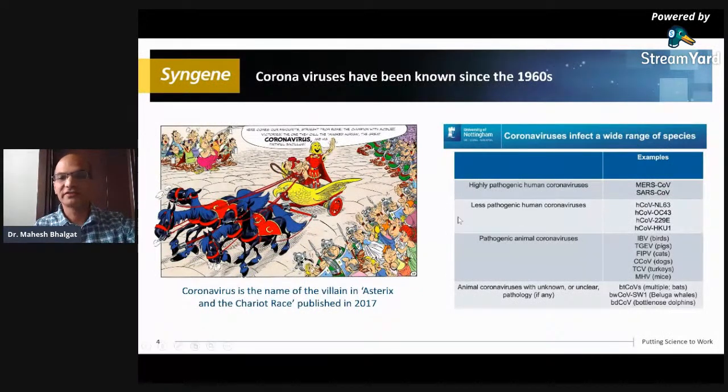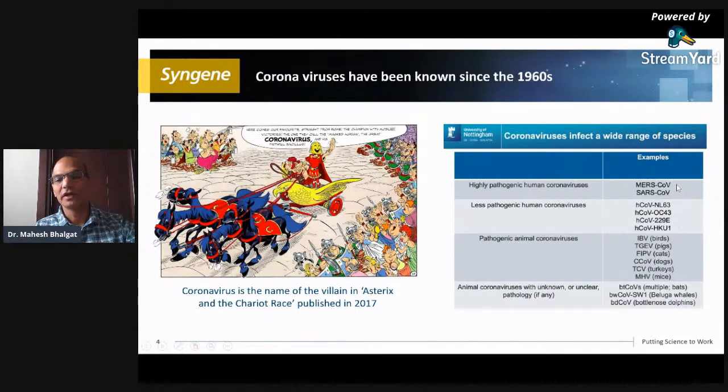So coronaviruses infect a wide range of species, and typically they infect animals. There are more coronaviruses that are known to infect animals, especially bats, some whales, some dolphins, birds, and some domestic animals as well. Of late, there have also been coronaviruses that are well known to infect humans. There are six of those that were known before this particular one, which is why this one was referred to originally as the novel coronavirus. There are the less pathogenic ones, which are NL63, OC43, 229E, and HKU1. These are typically what cause your common cold and flu.